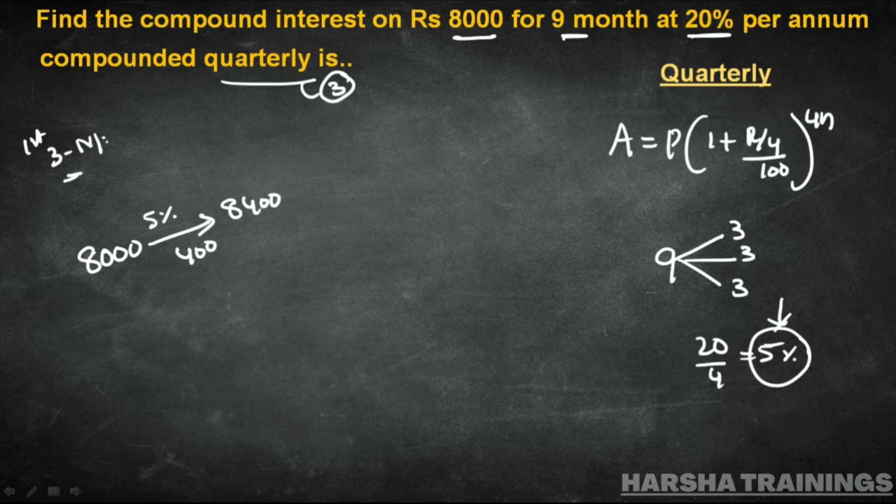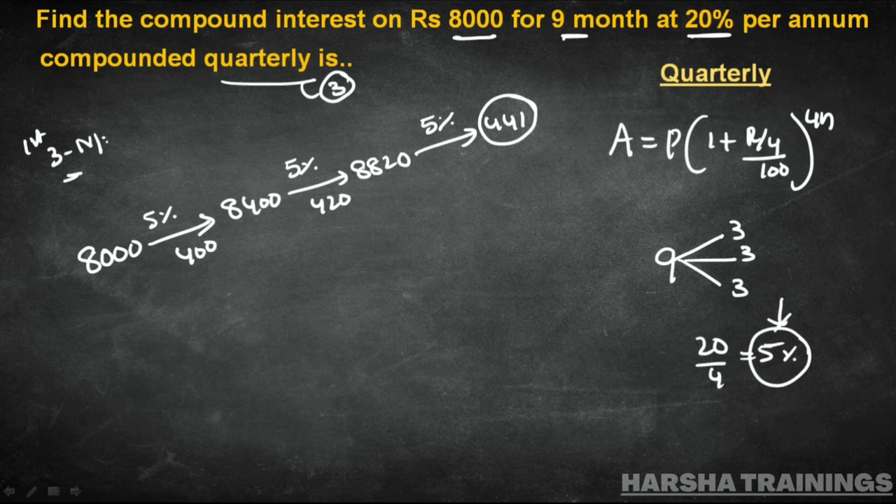Coming to the next 3 months, the principal amount is 8,400 rupees. Rate of interest is 5%, right? So 8,400 rupees, 5% is 420 rupees. Next 3 months, the principal amount is 8,820 rupees. Rate of interest is 5%. 8,820 rupees, 5% is 441 rupees. So the total interest is 400, 420 and 441, which sums to 1261 rupees.